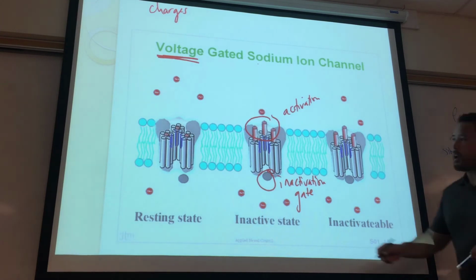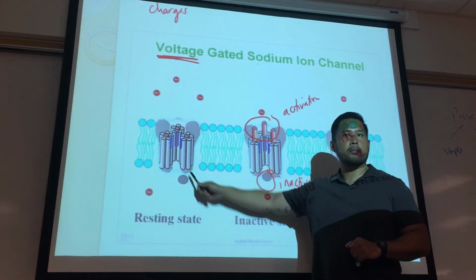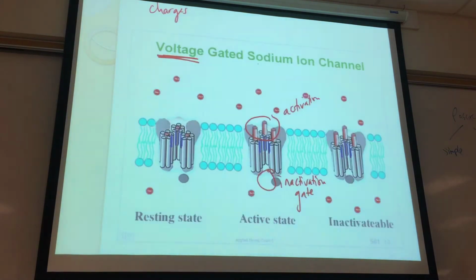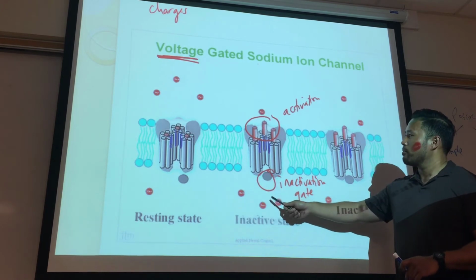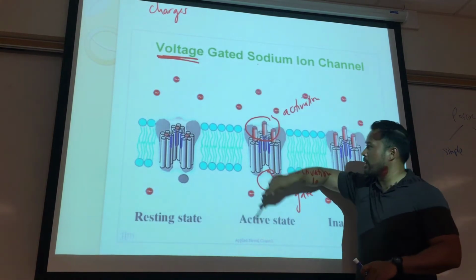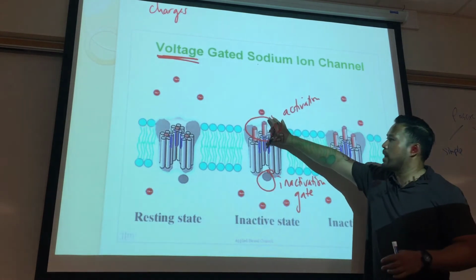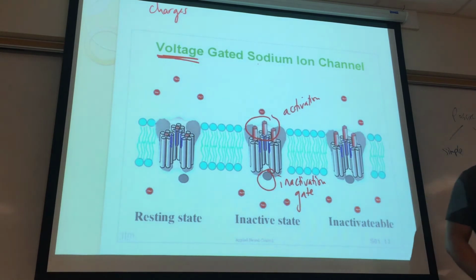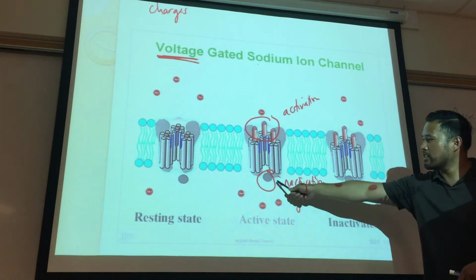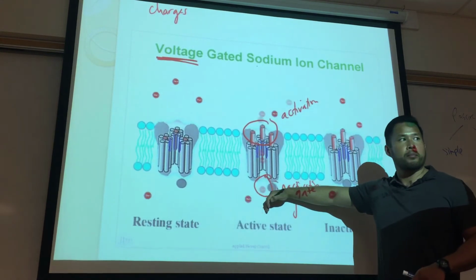And at rest, these channels are closed. And once we get to a certain voltage, meaning negative on the outside and positive on the inside, there's going to be a certain change where you're going to open up that activation gate. And as long as that inactivation gate is open, you're going to get ions to move through.